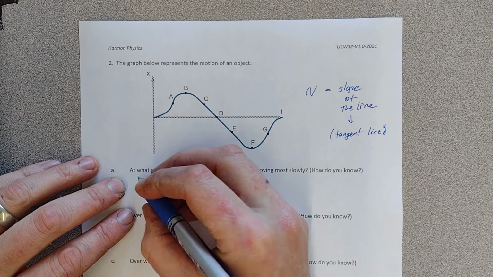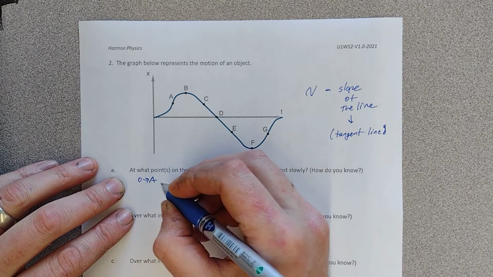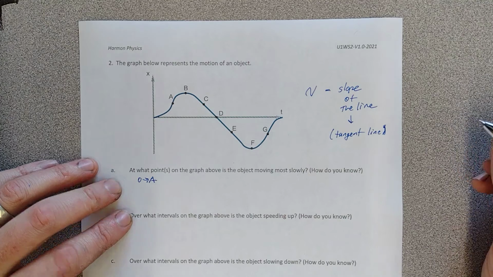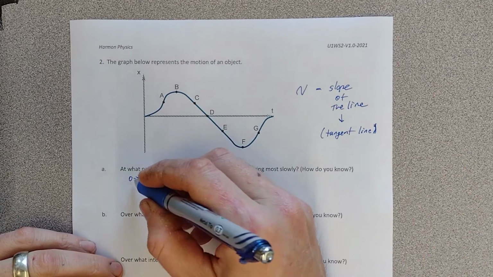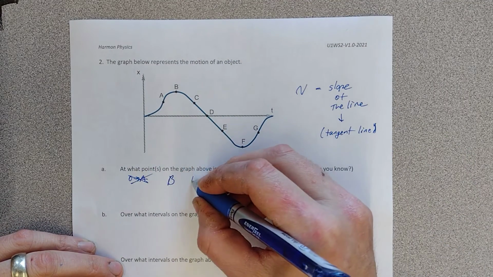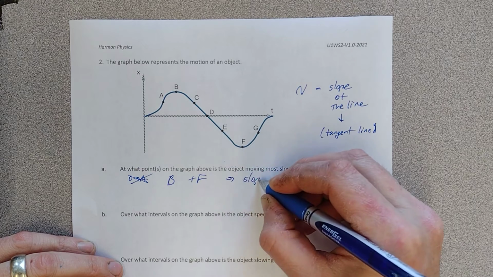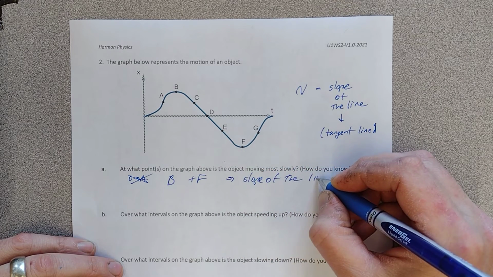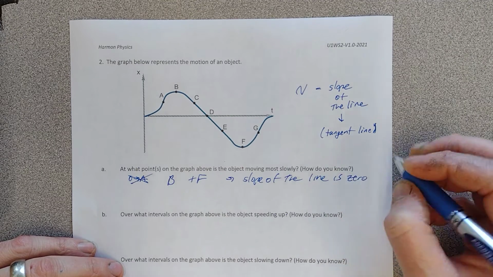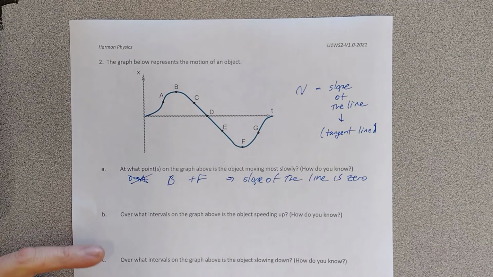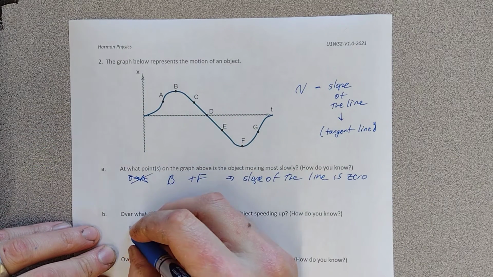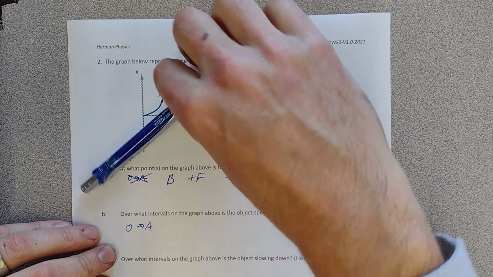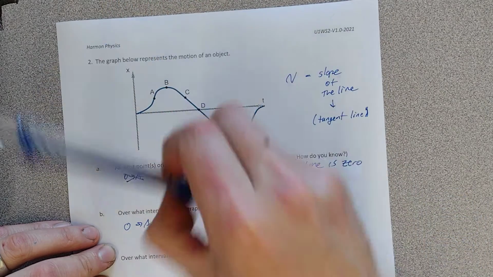So it's moving slowly from 0 to A. But then at point, okay, moving slowly at what points? So B and F, slope of the line is 0. So therefore it's moving the very slowest. Over what intervals on the graph is the object speeding up? So intervals, speeding up is where the slope is getting steeper. So this is from beginning to A, because the slope's getting steeper. And then it's speeding up from B to C.